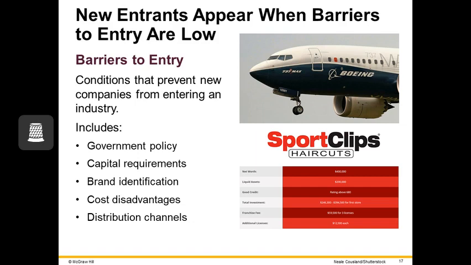Okay, we have brand identification. If you wanted to open a sneaker company, you're competing against Nike, Under Armour, Adidas. How are you going to get people to recognize your shoe when you're going up against those brands?